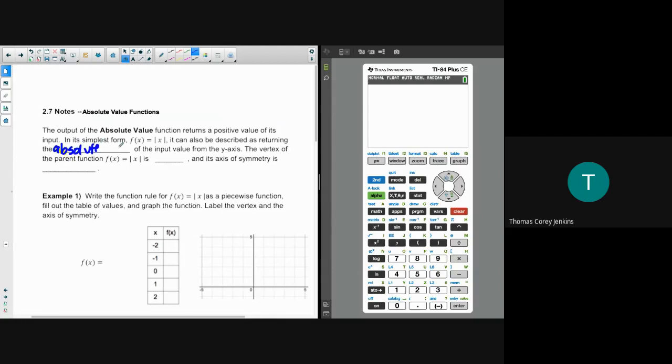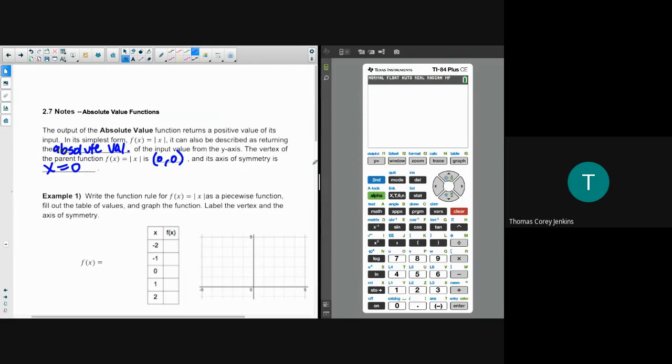In other words, 1 goes to 1, -1 goes to 1, -5 goes to 5, and so on and so forth. The vertex of the parent function, f of x equals the absolute value of x, is 0, 0. Based on what we just said, that makes sense because the absolute value of 0 is 0. And then its axis of symmetry, which we haven't talked a lot about, we will more when we talk about parabolas, but that's basically the line that you can fold it on where one side of the graph would land on the other. Anyways, the axis of symmetry is the vertical line, x equals 0.